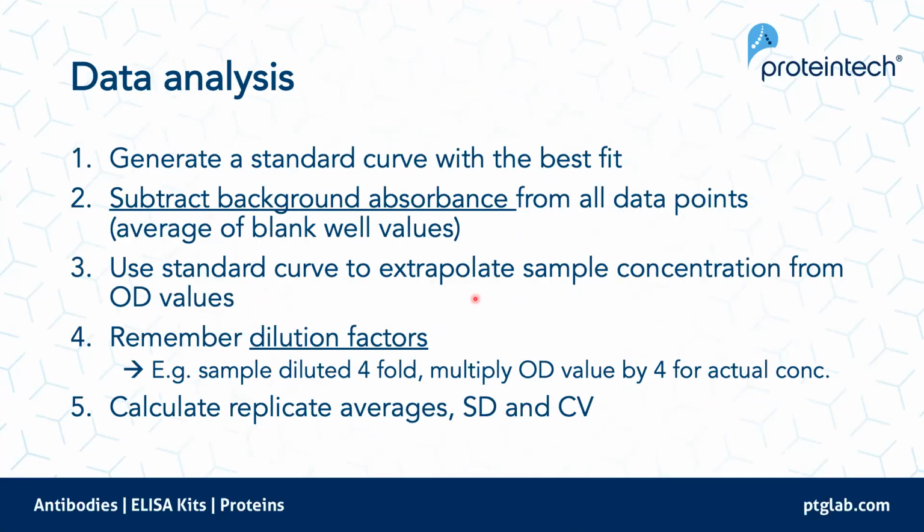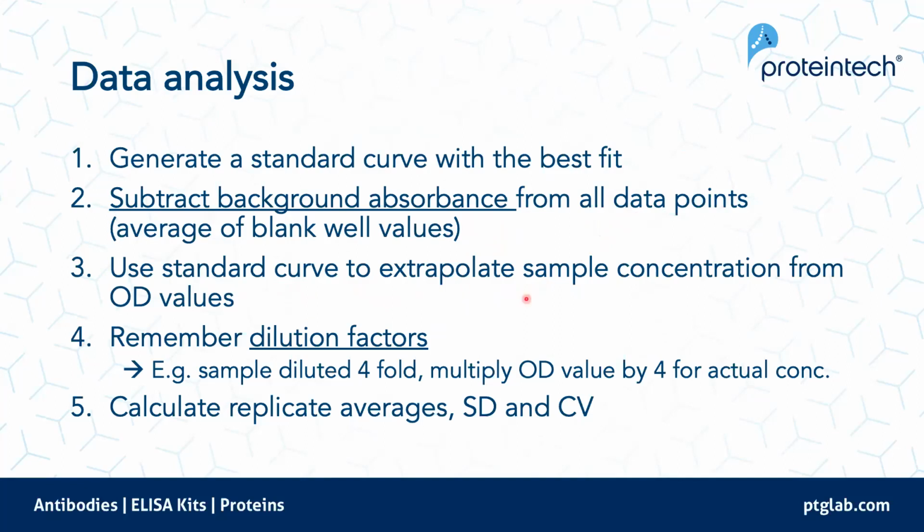So onto simple data analysis. Once we've got the standard curve, what you want to do is subtract your background absorbance from all data points. The background absorbance that we mentioned before is your blank well values, so that's probably using just standard or sample buffer and nothing else in it. You want to average those blank wells, and that becomes your background absorbance. Then subtract that from all your data points, including your standards.